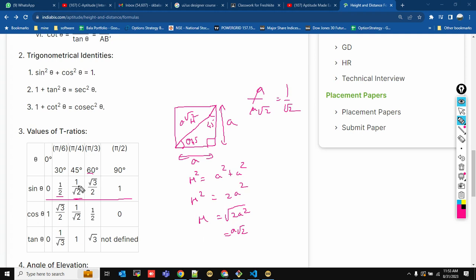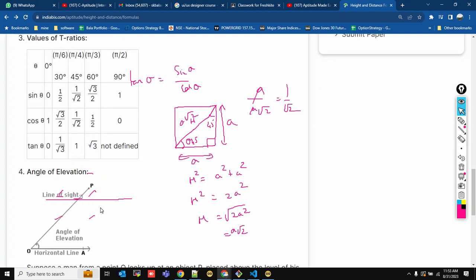Tan theta is sin theta by cos theta. So if you divide these two, 0 by 1 is 0. If I divide 1 by 2 by root 3 by 2, the 2s cancel, it will be 1 by root 3. If I divide 1 by root 2 by 1 by root 2, it is 1. If you divide these two, the 2s cancel, it will be root 3. 1 by 0 is undefined, since anything divided by 0 is undefined. This is tan theta. You just have to remember this one line: 0, 1 by 2, 1 by root 2, and the other things you can get easily.